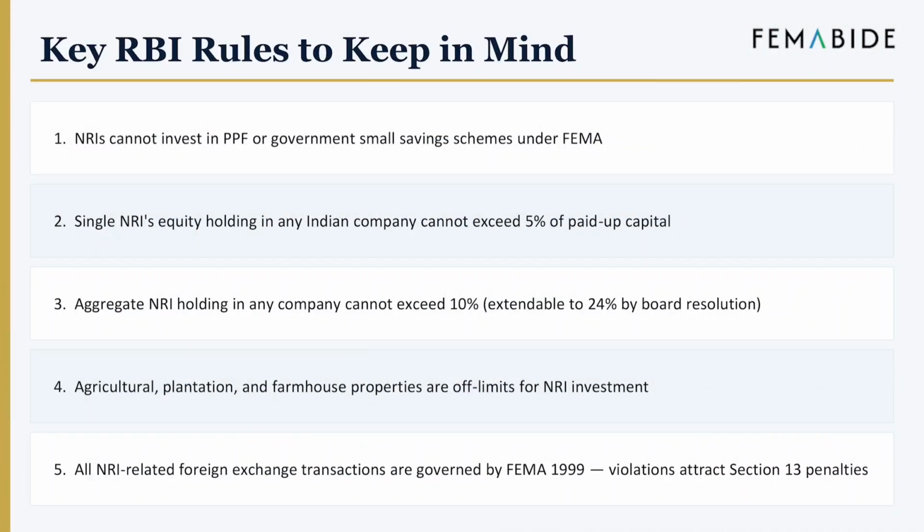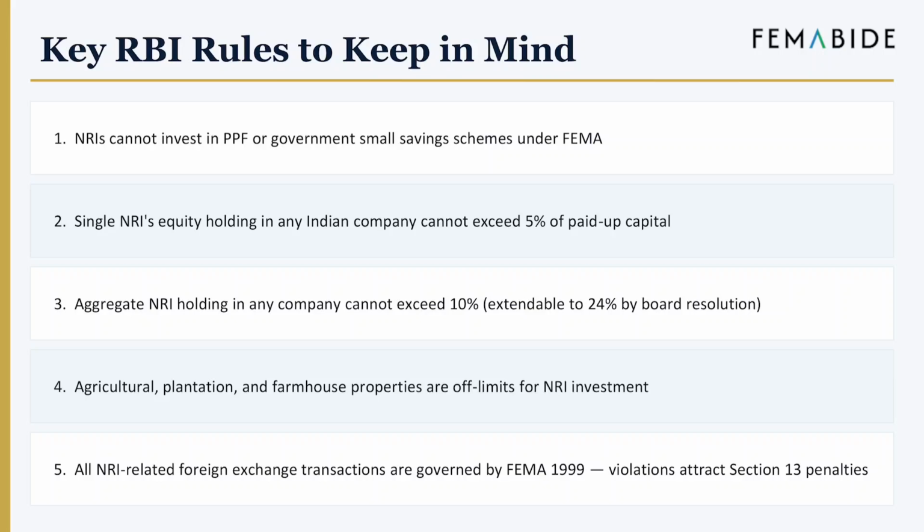Key RBI rules to keep in mind. The following regulatory limits must be noted. NRIs are not permitted to invest in PPF or small savings schemes. Individual NRI equity holding is capped at 5% of paid up capital. Aggregate NRI holding is capped at 10%, extendable to 24% with board approval. Agricultural land, plantation property and farmhouses are prohibited investments.